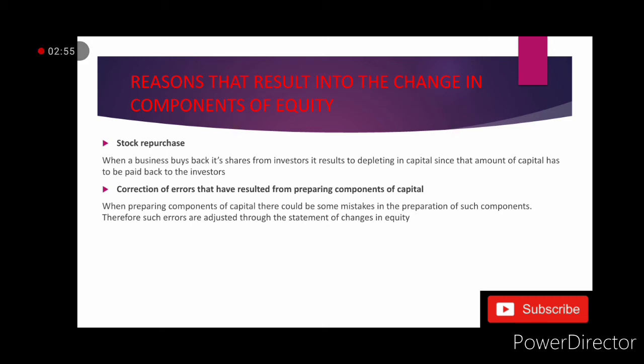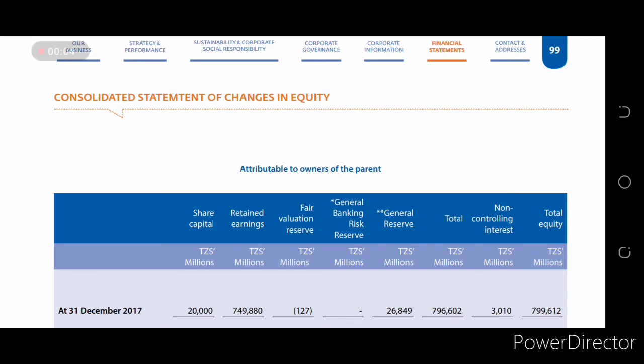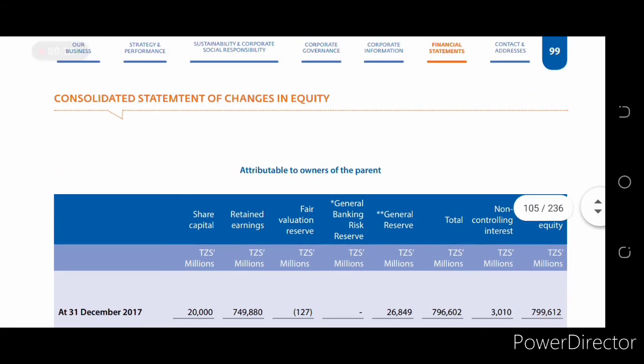So then let's check out an example of a statement of changes in equity. Here's an example of a consolidated statement of changes in equity prepared by NMB Bank for the year ended 31st December 2018. This consolidated statement of changes in equity covers the period from 1st January 2018 to 31st December 2018. Now there's just a few things I would like to point out here.